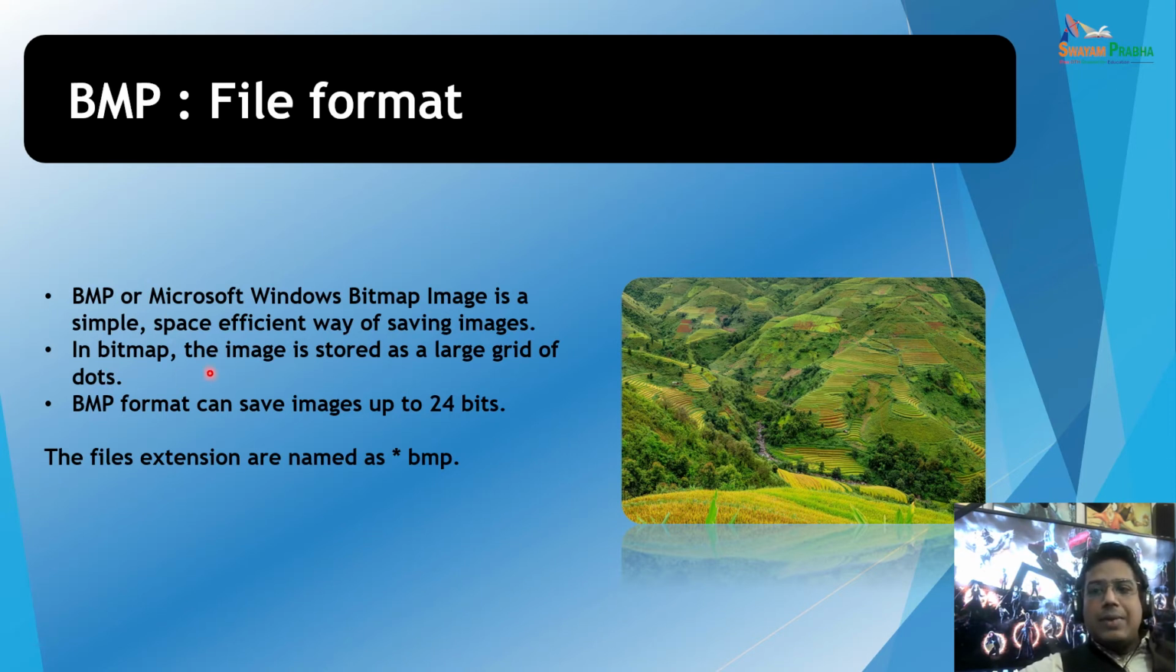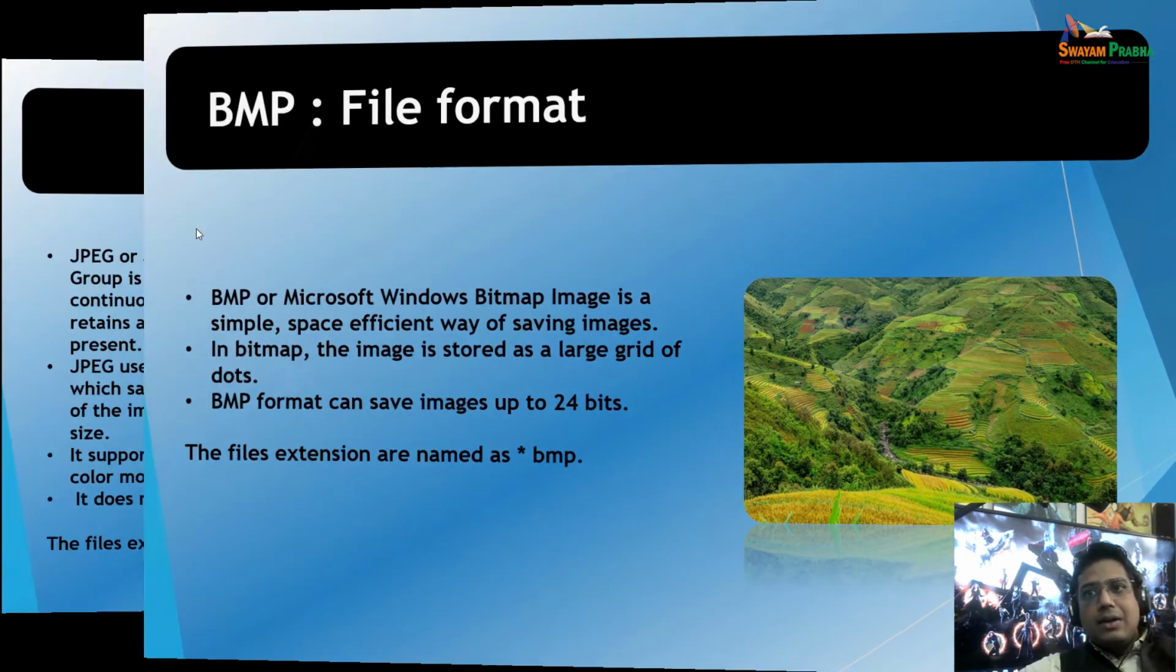In bitmap images, we can store the images as a large grid of dots, right? And images can be saved up to 24 bits. We had already discussed bits earlier. 24 bit means what? 2 to the power 24 is equal to what result? That is the number of colors your image can support, right? And whenever you save your file in bitmap format, the extension of the file would be .bmp, that means bitmap graphics. So this is about the bitmap file format.